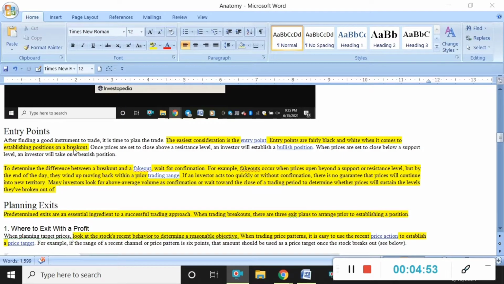For example, fakeouts occur when prices open beyond a support or resistance level, but by the end of the day they wind up moving back within a prior trading range. If an investor acts too quickly or without confirmation, there is no guarantee that prices will continue into new territory. Many investors look for above average volume as confirmation, or wait toward the close of a trading period to determine whether prices will sustain the levels they've broken out of.